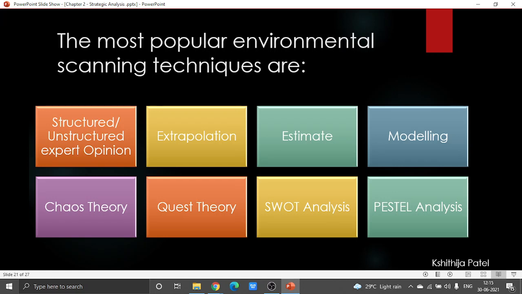The next one is modeling. Now, under modeling, there are various statistical tools which can be used for environmental scanning. If I have to mention statistical tools, we have regression analysis, we have probability tables, and such other tools within which we can understand the business environment. Then we have chaos theory.